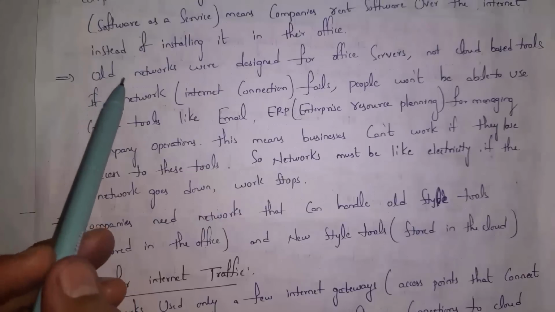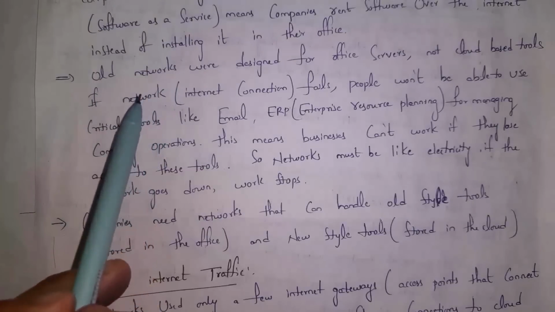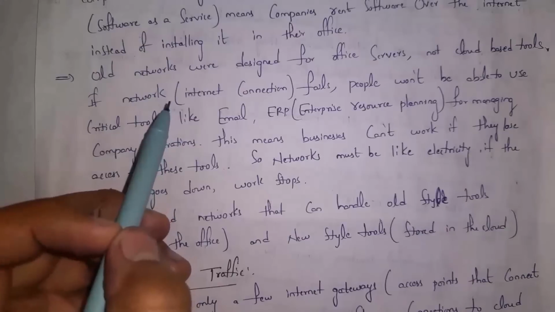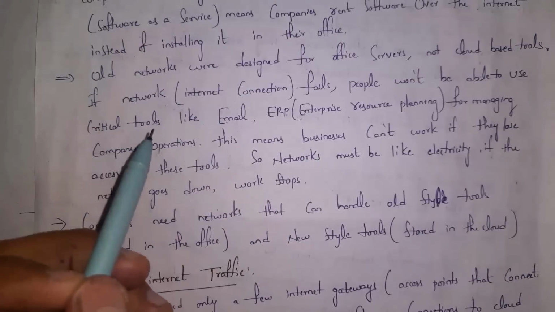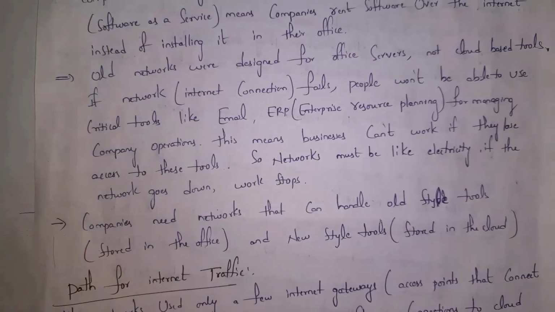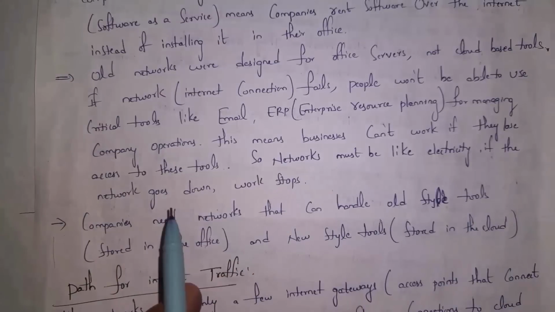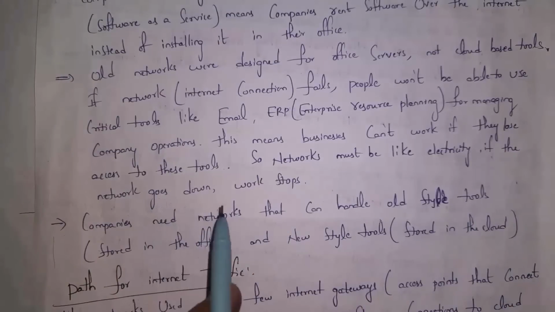Guys, older networks were designed in order to connect users to office servers, not to cloud-based tools. So if the internet connection fails, people can't use software. That is nothing but if the internet connection fails, business can't work. So networks must be like electricity. If the network goes down, work stops.